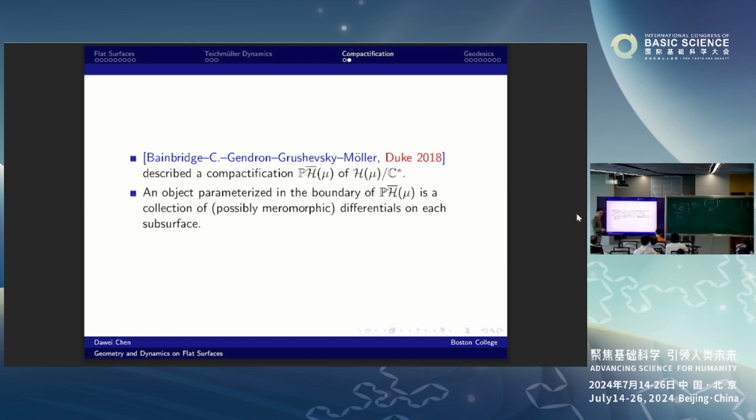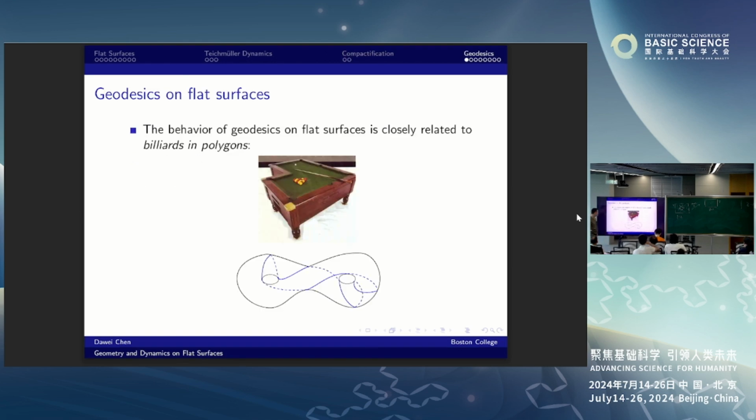That's enough. Okay. So let me move to the last topic of my talk about geodesics on flat surfaces. You may have played billiards on a regular rectangular billiard table, but have you ever played on an L-shaped billiard table? Right? Now suppose you take this L-shaped billiard table, you look at the billiard trajectory. And that sometimes can be studied by using geodesics on a flat surface. So how do I do that?